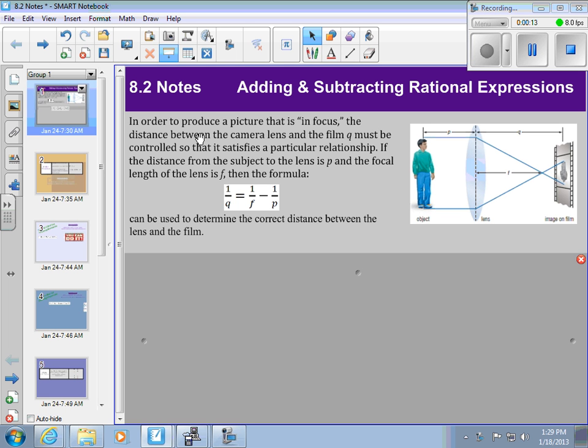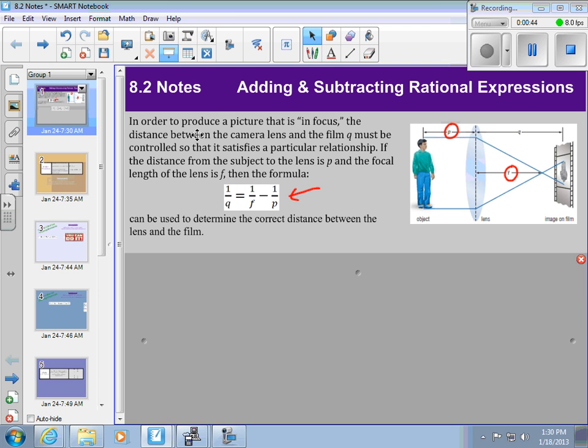It says, in order to produce a picture that is in focus, the distance between the camera lens and the film cube must be controlled so that it satisfies a particular relationship. If the distance from the subject, or the person here, to the lens is p, and the focal length is f, then the formula listed here can be used to determine the correct distance between the lens and the film.